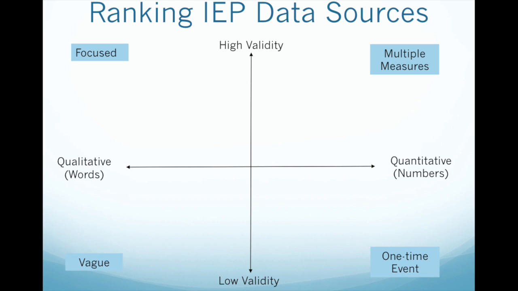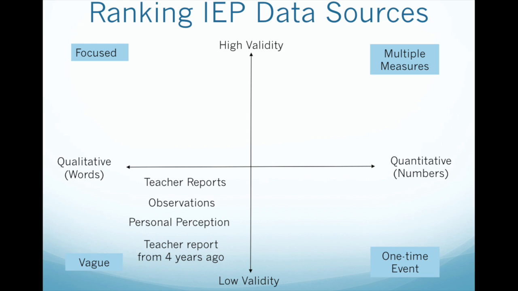So if we look at some examples, vague qualitative data may include our observations, which can be biased, our personal perceptions, also biased, and teacher reports. It doesn't mean that we should not use these data sources, but this should not be the only data we're using to write our IEP.